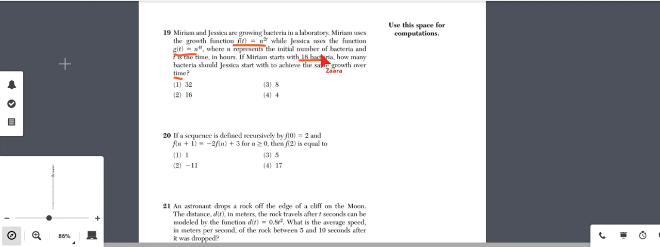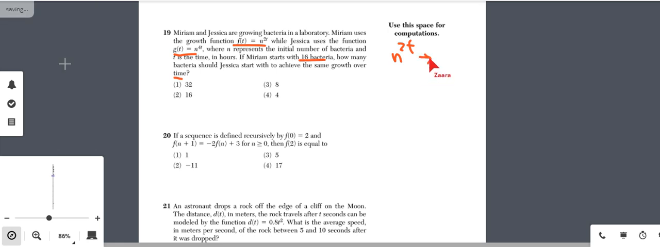So we have to find what Jessica will start with. For the growth function, what we have to do basically is make the equivalence between the growth functions. So it is n raised to the power of 2t, which equals n raised to the power of 4t.